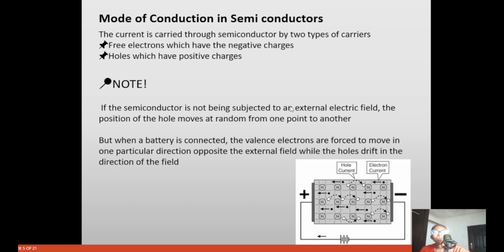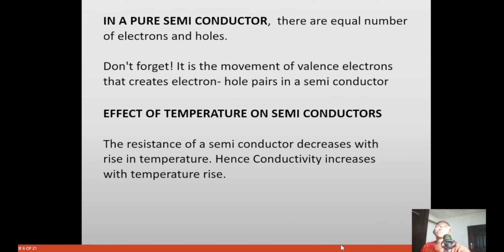Note, if the semiconductor is not subjected to an electric field, the position of the hole moves at random from one point to another. But when a battery is connected, the valence electrons are moved in one particular direction, opposite the external field, while the holes drift in the direction of the field. So that is what this is talking about.